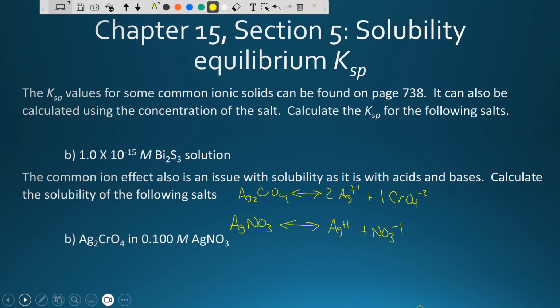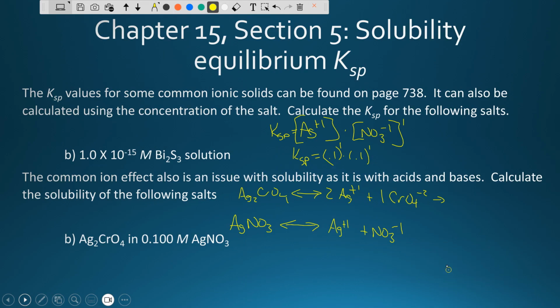Okay, so we knew the Ksp on this one, just to follow this one, let's do this one up here. We saw that in this case my Ksp was equal to my silver ion, and I have 1 of those, times the nitrate, and there's 1 of those. So my Ksp for this scenario is going to be 0.1 to the first power times 0.1 to the first power, because it's a 1 to 1 to 1 ratio. And so my Ksp for this one ends up being 0.01.